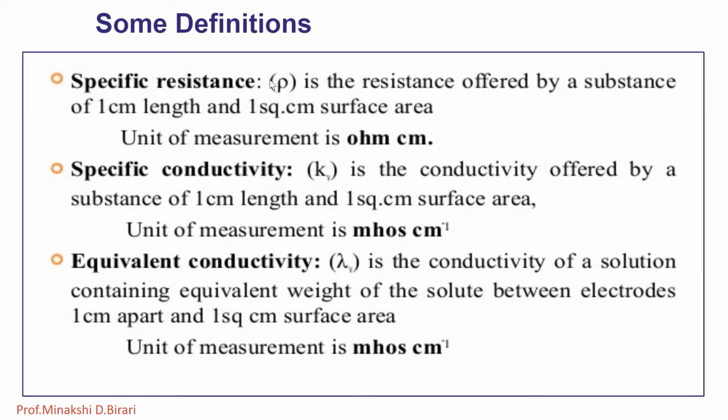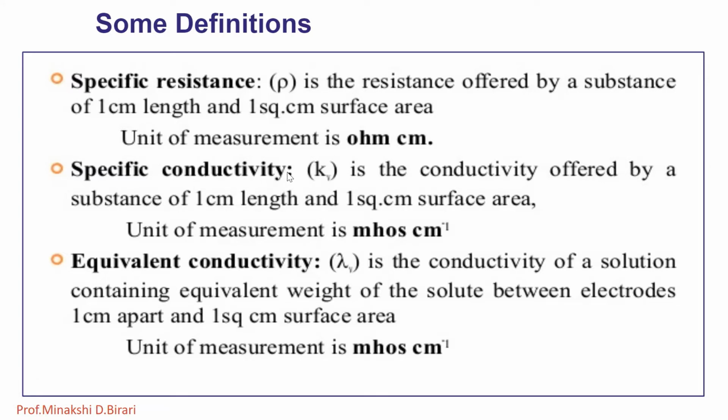Next one, specific resistance. Now what is specific resistance? It is the resistance offered by a substance of 1 cm length and 1 square centimeter surface area. The proportionality constant ρ is called specific resistance. That means specific resistance is denoted as ρ, and it is the resistance offered by a substance of 1 cm length and 1 square centimeter surface area. So what is the unit of measurement for specific resistance? That is ohm centimeter.